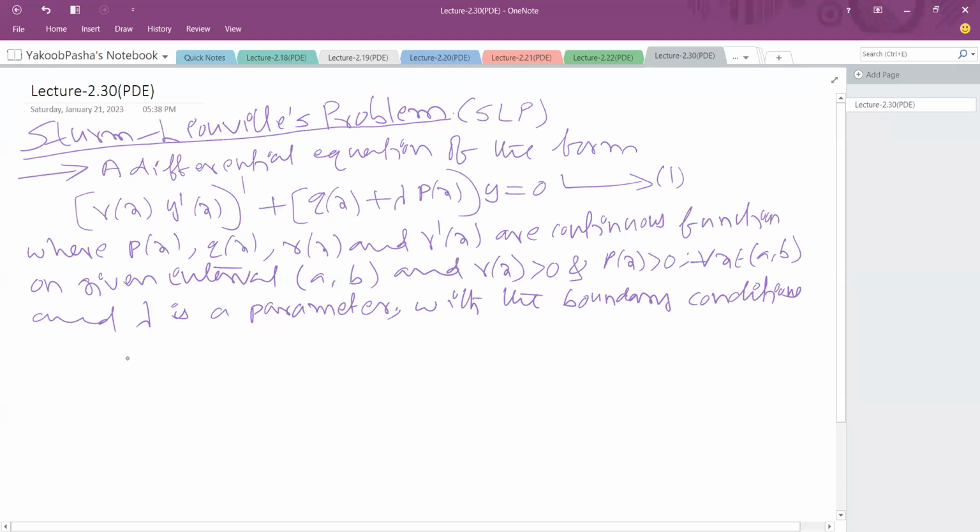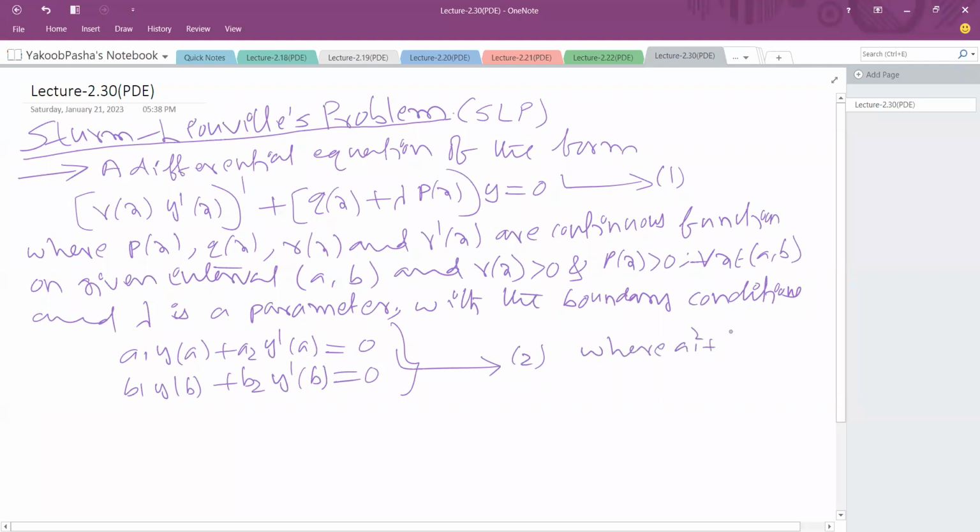The first boundary condition is a1 y(a) + a2 y'(a) = 0, and the second boundary condition is b1 y(b) + b2 y'(b) = 0. For these two boundary conditions we have to mention that a1 squared plus a2 squared is not equal to 0, and b1 squared plus b2 squared is not equal to 0, and a1, a2, b1, b2 are constants.